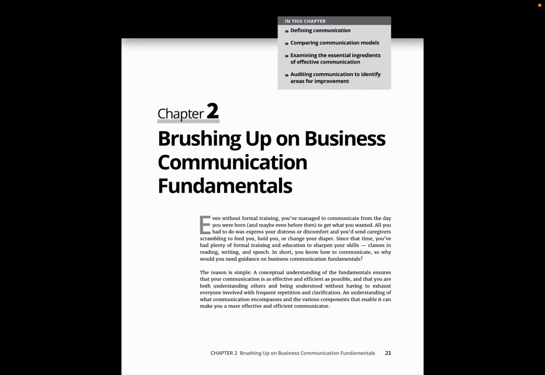Today we continue with Chapter 2. In this chapter, we will learn how to define communication, compare communication models, and examine the essential ingredients of effective communication. And lastly, we'll learn how to audit communication to identify areas for improvement. Chapter 2: Brushing up on business communication fundamentals.